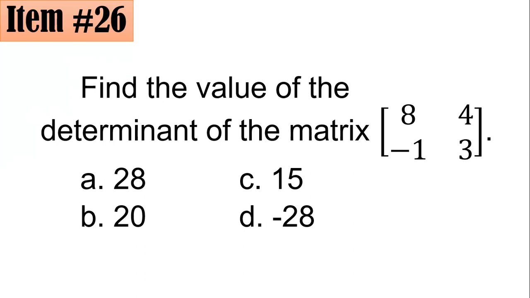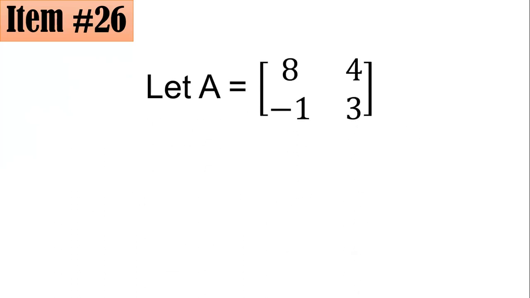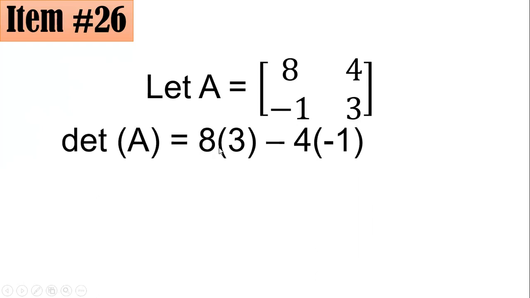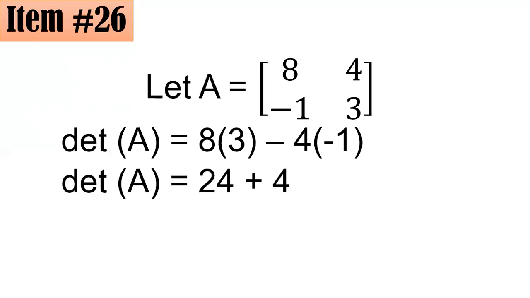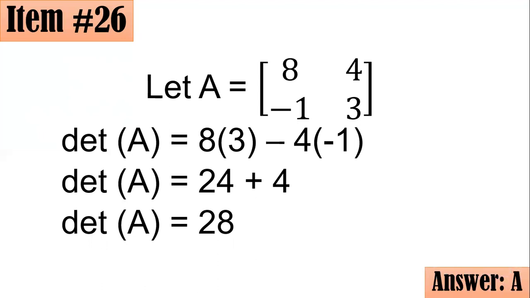Now, if you have a 2 by 2 matrix, there is a shortcut in finding the determinant. You will multiply first all the numbers in the main diagonal, 8 times 3, and subtract the product of the entries in the other diagonal. Negative 1 times 4. 8 times 3 is 24, negative 4 times negative 1 is plus 4. That's why we have 24 plus 4, which is 28. And this is the value of our determinant, letter A.